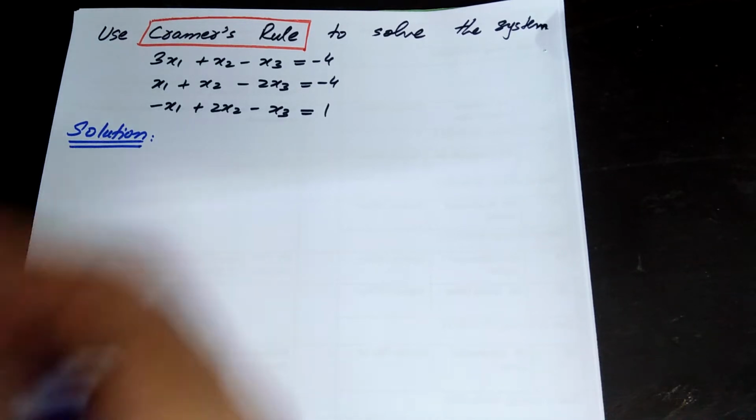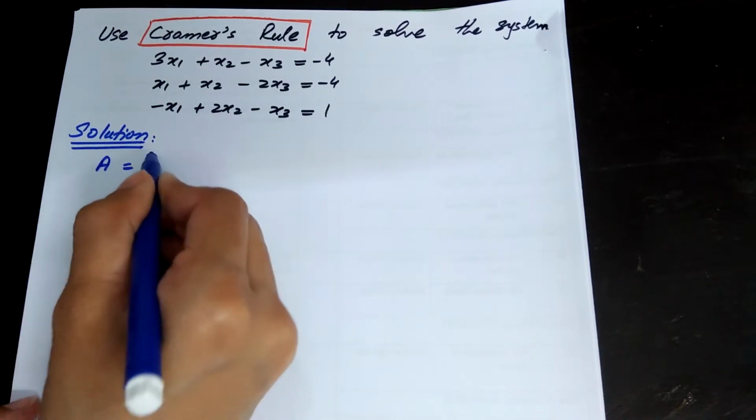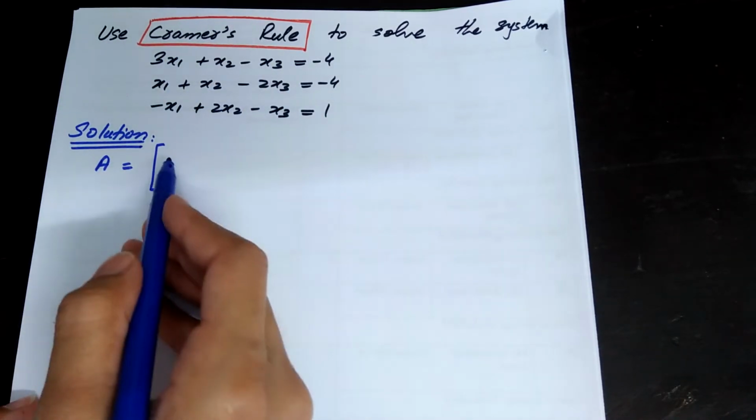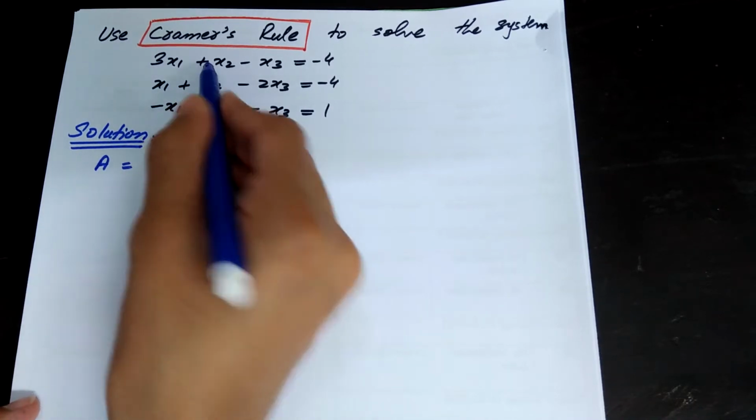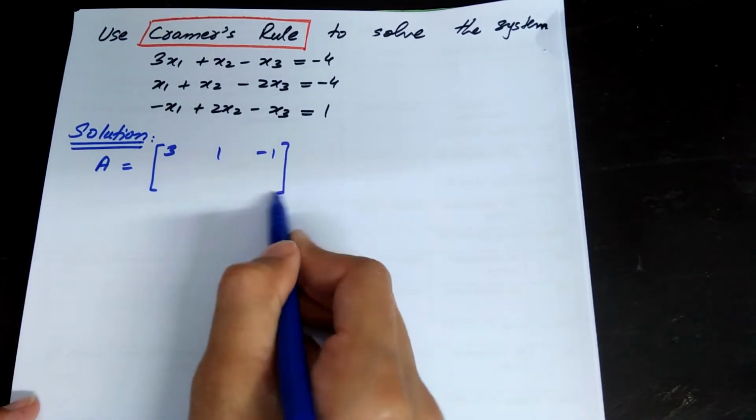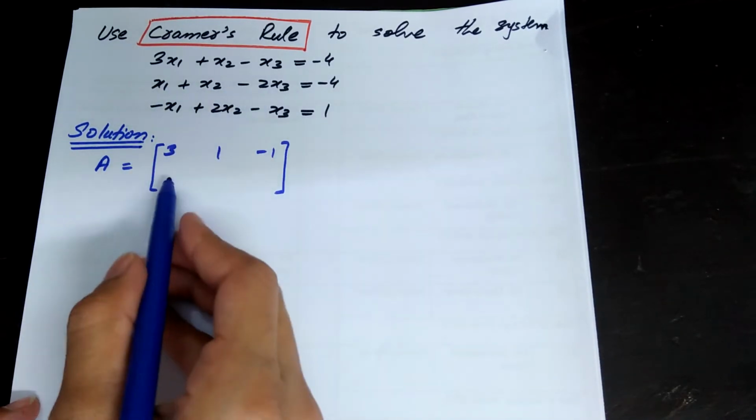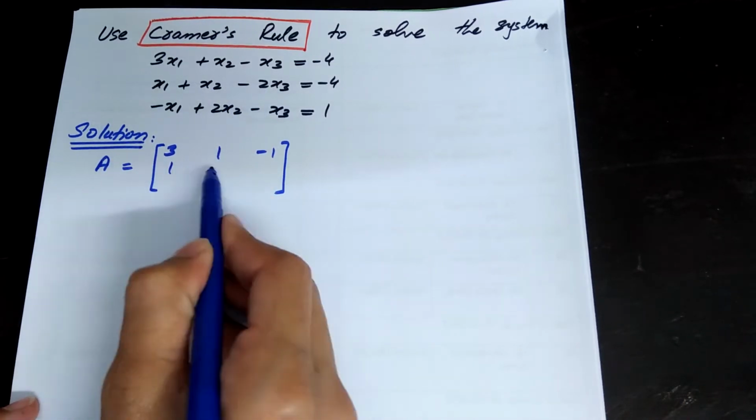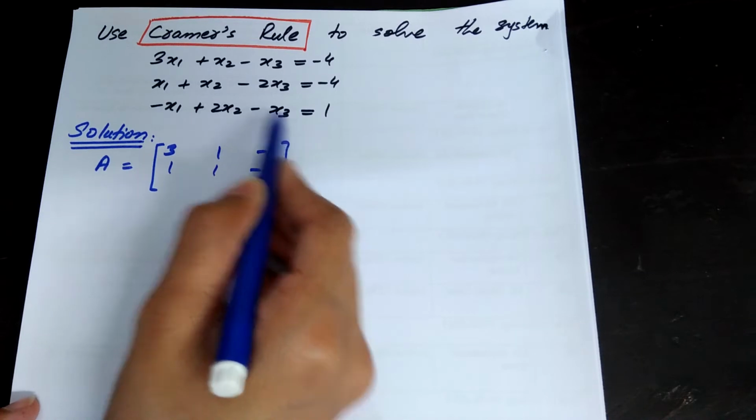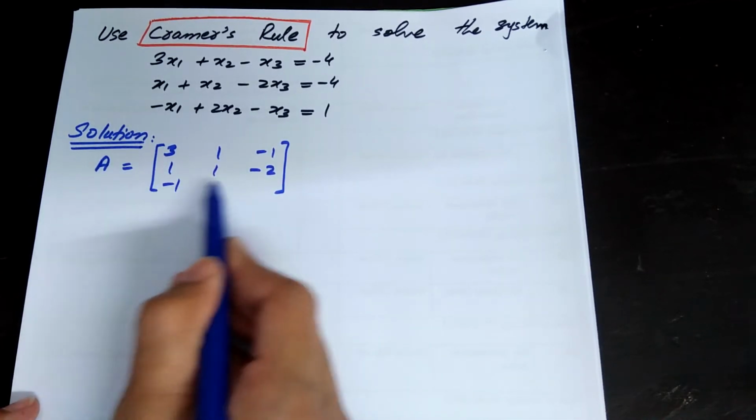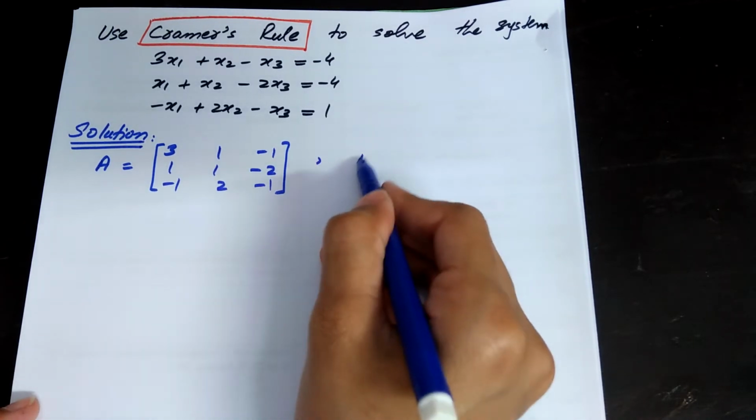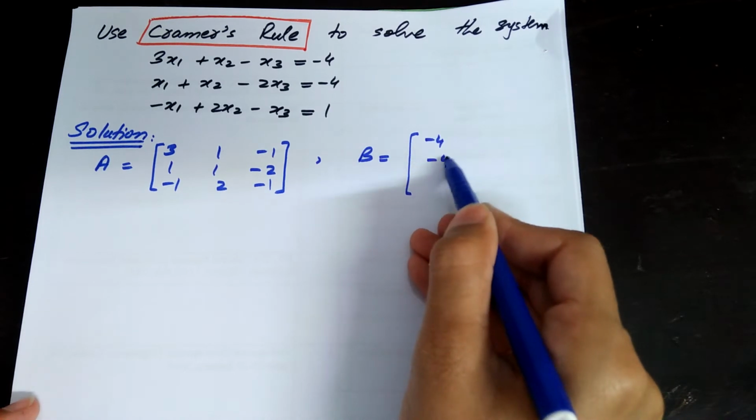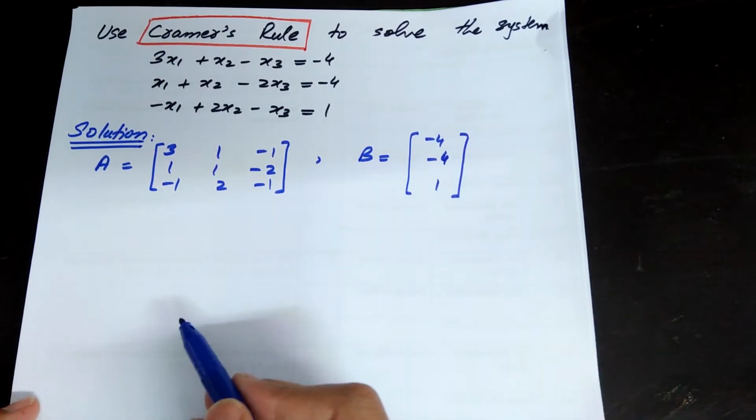So let's write the matrix A first of all. The matrix A will be equal to the coefficients of the unknown variables. The first equation will give us the first row, that is 3, 1 and minus 1. The second equation will give me my second row, the coefficients 1, 1 and minus 2. And the third equation will give my third row, minus 1, 2 and minus 1. Now I have to write my B matrix as well, that is the constants, minus 4 and 1. That is my B matrix.